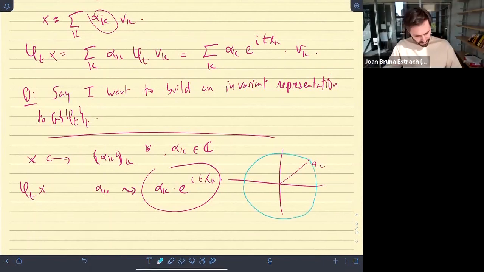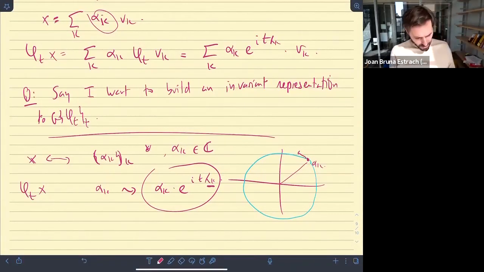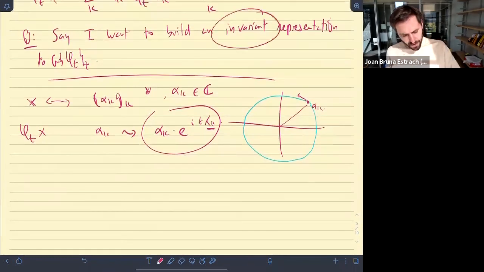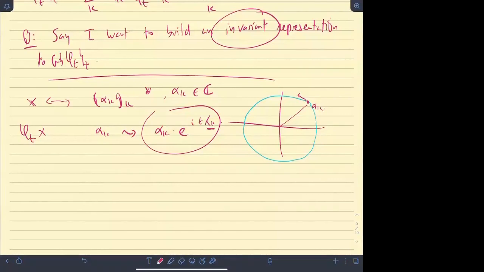So it's basically just moving this thing around. When I apply this direction of the group, the coefficient is just moving around, with a speed determined by this eigenvalue. So how would you construct an invariant, a quantity that does not change as you apply the group operation? What is a property that would be preserved for any point on that circle? The modulus. Yes, very good.